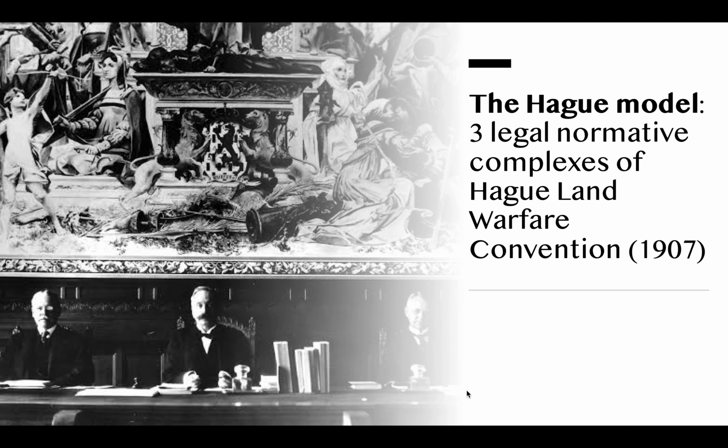The Hague Model, three legal normative complexes of the Hague Land Warfare Convention. The Hague Model was the most important laws of war during World War I. It encompasses three legal normative complexes. The first defines the regular combatants, soldiers, the irregular combatants, guerrillas, and the non-combatant civilian population. From this, there also resulted a special legal and protective status for those regular soldiers taken prisoner by the enemy.